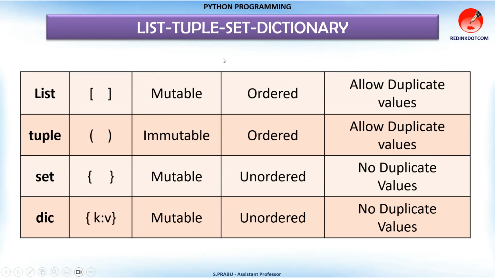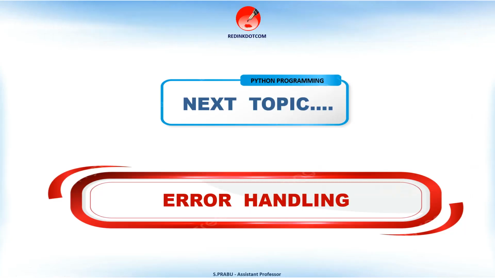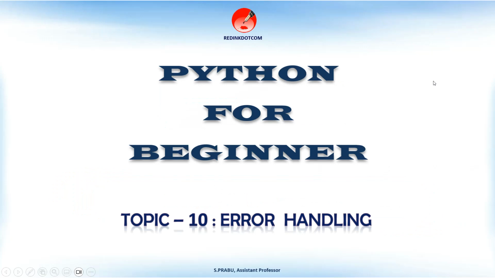So depending upon the situation or the problem, we can select the particular collection and store multiple data items to achieve the particular task. Up to this, we learned how to handle multiple collections of data, and the last concept is called error handling. In this error handling part, we will learn how to handle errors or exceptions in Python programs.